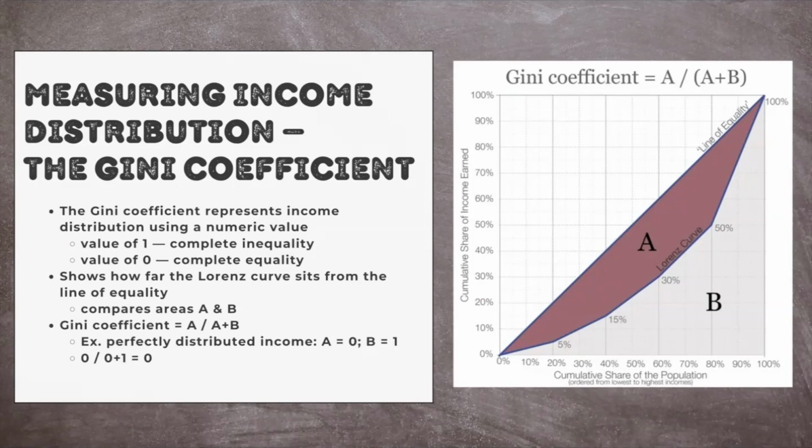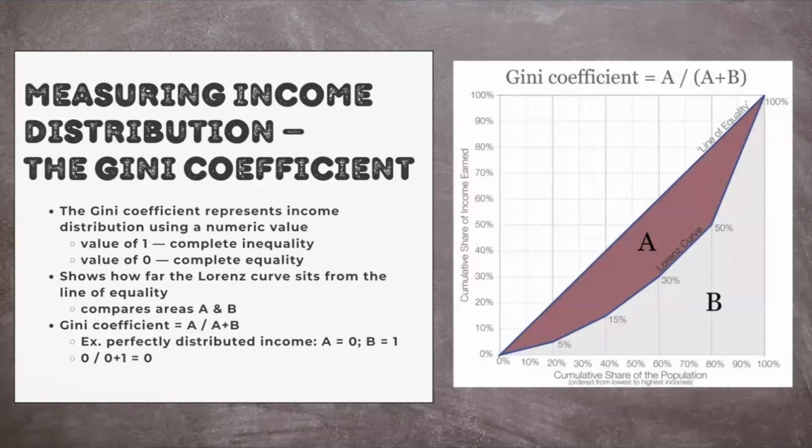So the Gini coefficient shows us how far the Lorenz curve sits from the line of equality. It does this by comparing the areas of A and B, which we can see from the diagram on the right side. The equation for the Gini coefficient is the area of A divided by the area of A and B combined.